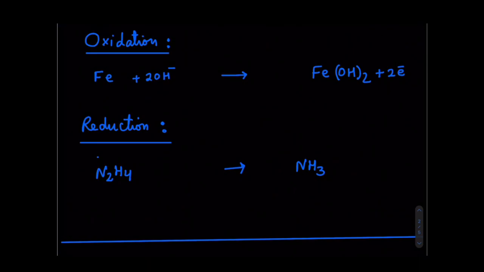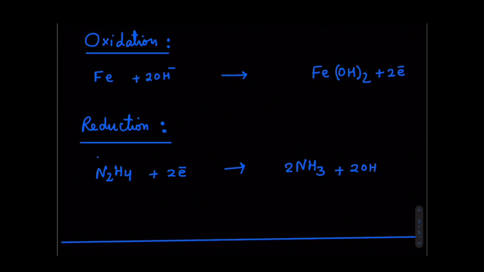Same way we'll try to balance the reduction reaction. In order to balance the reduction reaction, nitrogen is changing its oxidation number from -2 to -3. There are 2 nitrogen atoms on the left hand side, so we'll multiply by 2 in order to balance the nitrogen atom whose oxidation number is changing. Nitrogen from -2 is going to -3, so one nitrogen atom is taking 1 electron. There are 2 nitrogen atoms, so they will take 2 electrons. Now in basic medium we have to balance the charge. So in order to balance the charge, we will add OH minus on the right hand side.